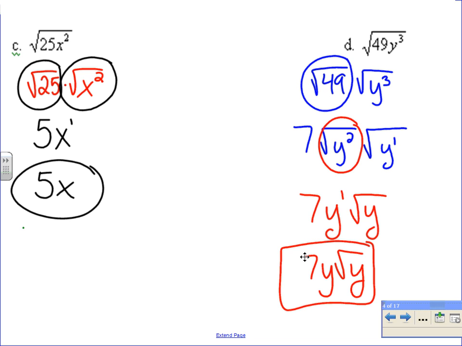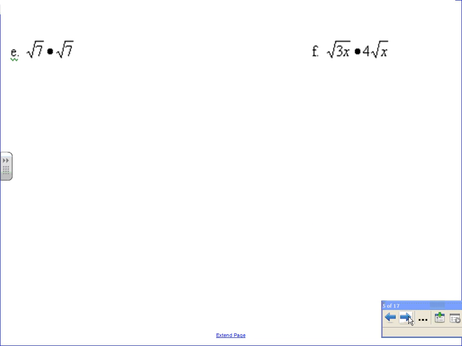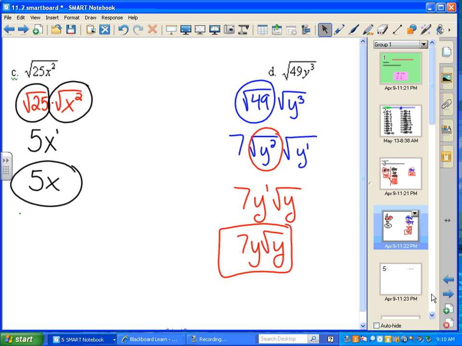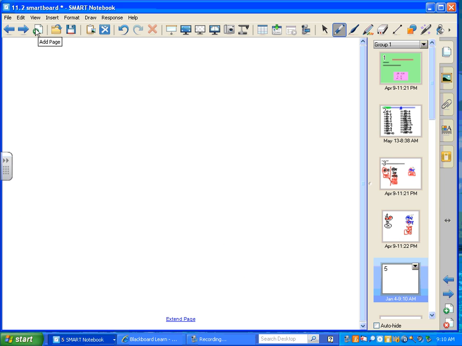Okay, let's go to letter E. Oh, sorry. Wrong letter E. Okay, let's go to letter E. Letter E, the problem we have here is 3 and then square root of 50 x cubed y squared.